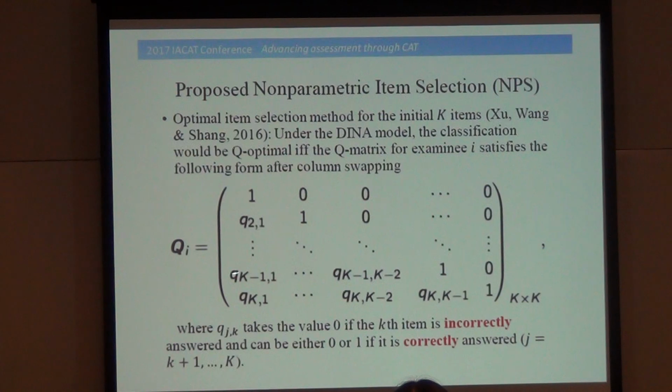So this rule is for the initial k items. So this is the k by k matrix, and we can note here there is a subscript i because it's adaptive testing, so there doesn't exist a common Q matrix for every examinee. Different examinees receive different items. Okay, and in addition, if this matrix is an identity matrix, it's a special case. It's a complete Q matrix.